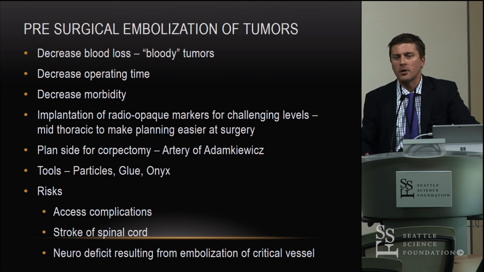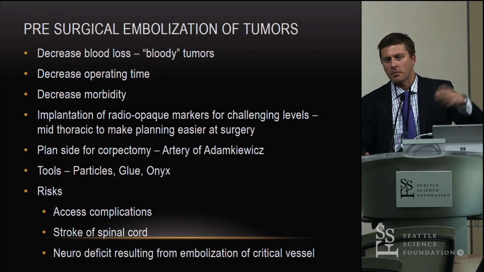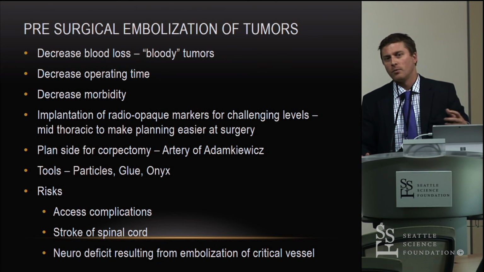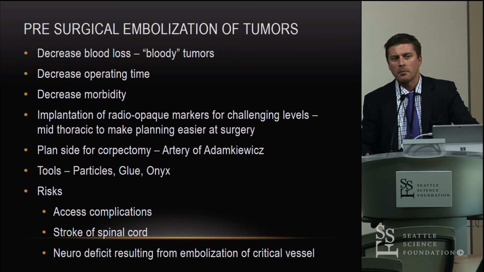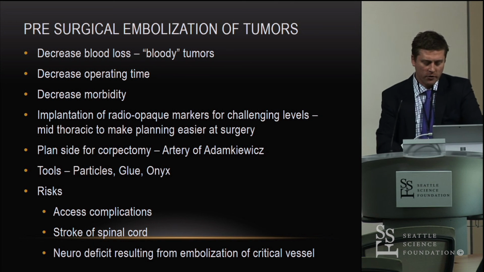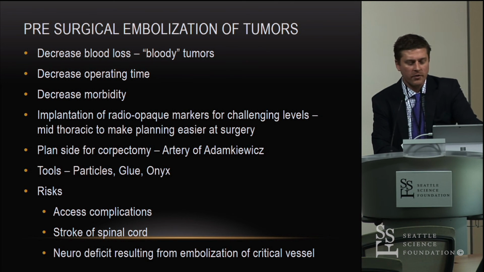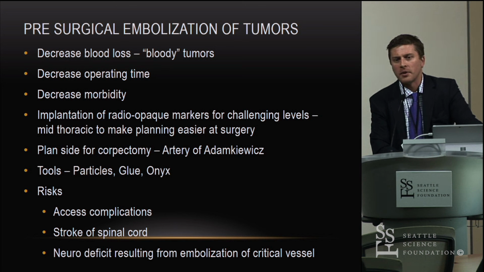So again, you really want to know what you're embolizing before you put a big gob of Onyx in there. You don't want to embolize the anterior spinal. So typically we'll do the full spinal angio, find out where everything is that matters before we go and embolize. So you feel a lot better about putting in Onyx once you know where the anterior spinal is. And of course, neurodeficit resulting from embolization of a critical vessel, similar to the ASA. If you take out a large feeder, you can get a neurological deficit.